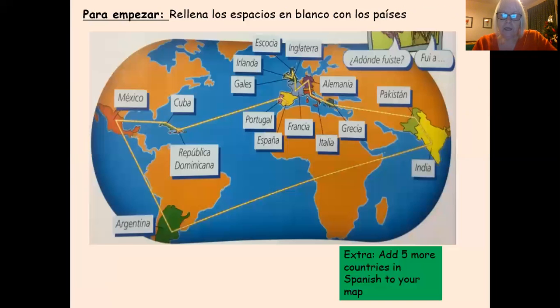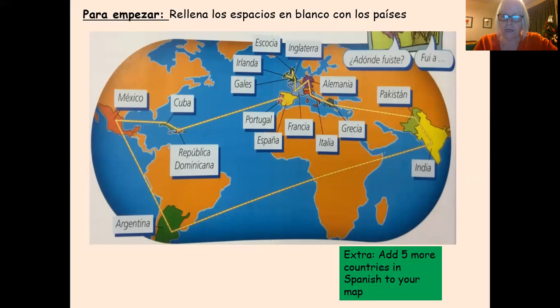Okay, so hopefully you paused that and completed the task. What I want you to do now is to check your work, please. So here we've got the countries on the world map, and a lot of them are cognates, so they look very similar and sound very similar to the English equivalents in Spanish. So Mexico, for example, on the left-hand side there as you look at the screen, is exactly the same apart from an accent, but obviously the pronunciation is different. Up in the top right-hand corner, you've got "¿Adónde fuiste?", which means where did you go? "Fui a" is I went to, and here are the locations.